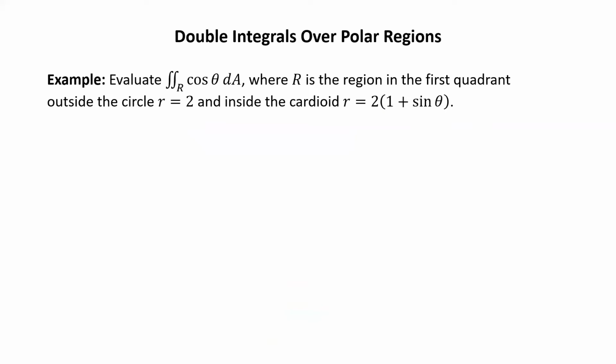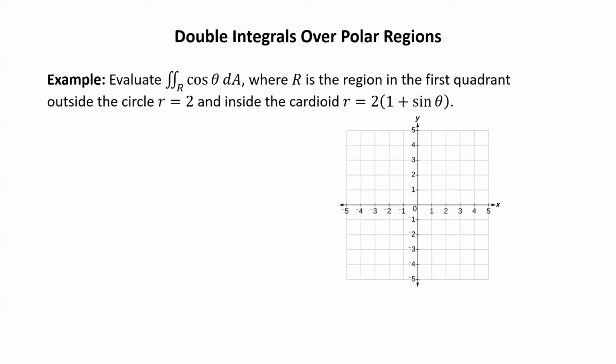Evaluate the double integral over the region R of cosine theta dA, where R is the region in the first quadrant outside the circle r equals 2 and inside the cardioid r equals 2 times (1 plus sine theta). As always, we want to start by drawing a picture. The circle is pretty easy to draw.